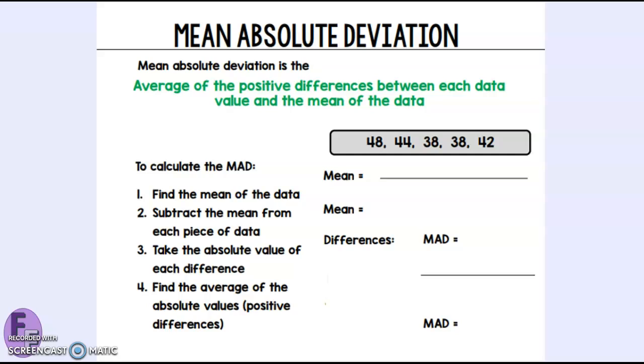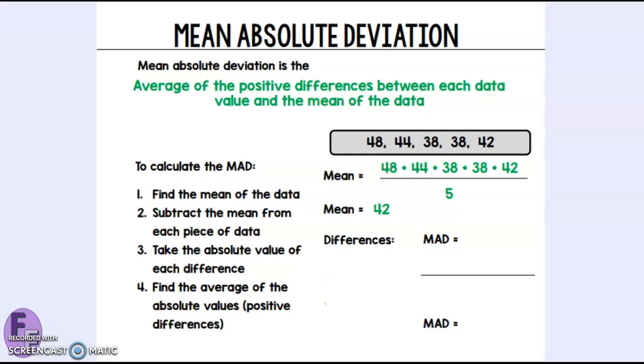Find the mean, subtract the mean from each of the data points, find their absolute value, and then find the mean of those numbers. Let's go through these examples. First, find the mean. We have 5 numbers, so we're going to add those 5 numbers together. Then, divide by 5 to get the mean of 42.